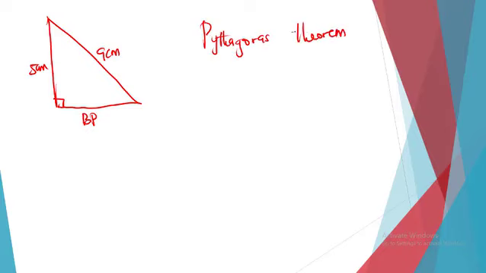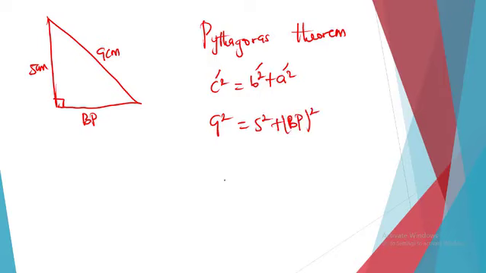Pythagoras theorem states that c squared is equal to b squared plus a squared, where c is our hypotenuse, this is opposite, and this is adjacent. So our hypotenuse in this diagram is 9, so we have 9 squared equal to 5 squared plus line PB squared. Okay, making PB the subject of formula, we then have that line PB squared would be equal to 9 squared minus 5 squared.